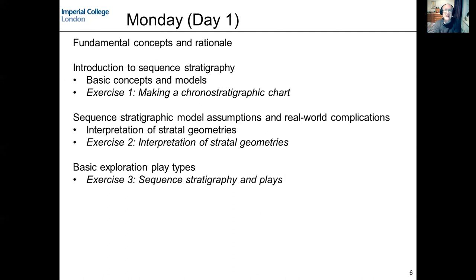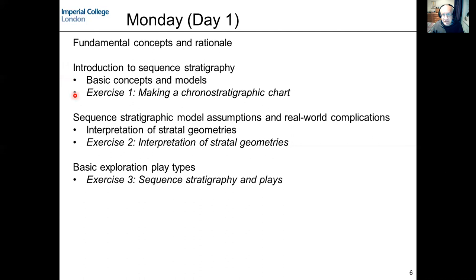What's in this first day? Well, there are a couple of slides that follow this that set the scene and give the idea of the fundamental concepts. And then it's on to thinking about sequence stratigraphy. There's a little bit of pre-reading that I advise for the course. Again, this module assumes some prior knowledge at undergraduate level of sedimentology. So a lot of what's in here is partly refresher and partly building on the undergraduate level knowledge.